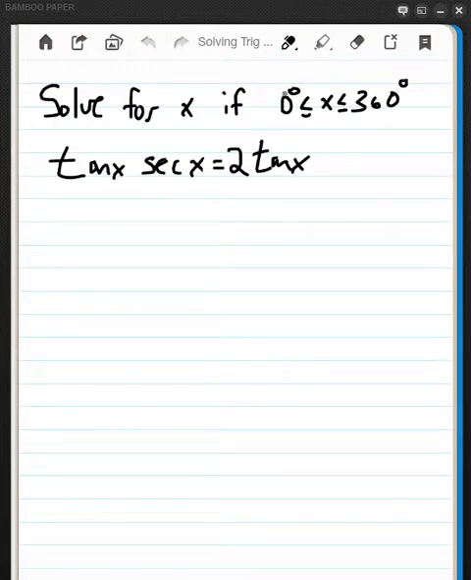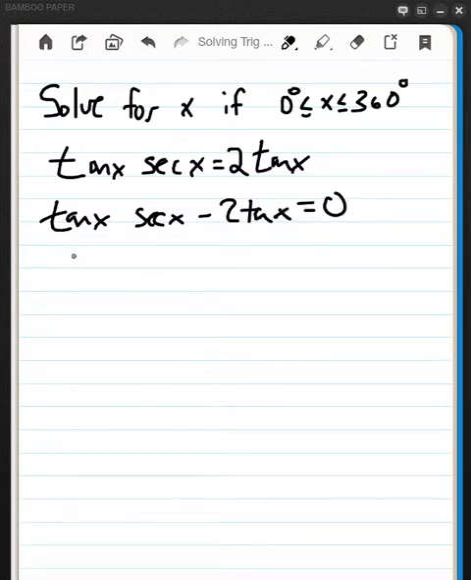Alright, here we're solving for when x is between 0 and 360 degrees. We have three different trig functions: tangent of x, secant of x, and 2 times the tangent of x. Looks like nothing reduces by using Pythagorean identities or reciprocal identities. So it looks like we're going to have to set this equal to 0 and factor. Let's do that. Tangent of x times secant of x minus 2 tangent of x is equal to 0.